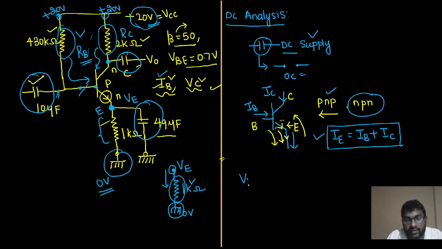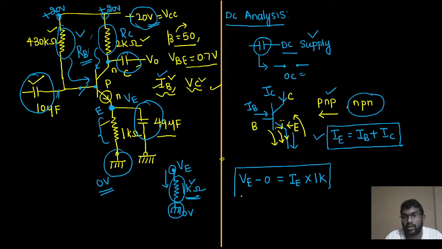Higher potential point is VE, minus lower potential point is 0, will be equal to the voltage drop across the resistor. How do you write the voltage drop? The current flowing through the resistor is called the emitter current IE. Correct? What is the value of the resistor? 1 kilo ohm. If you multiply these two, that will give you the value of the voltage drop.